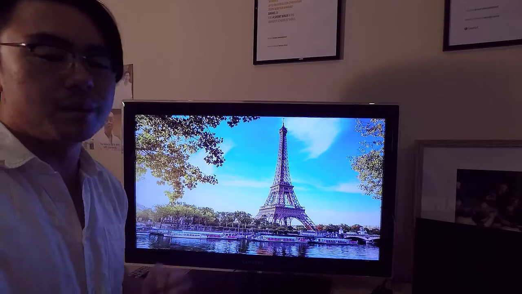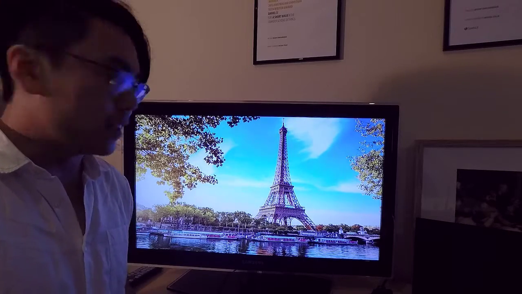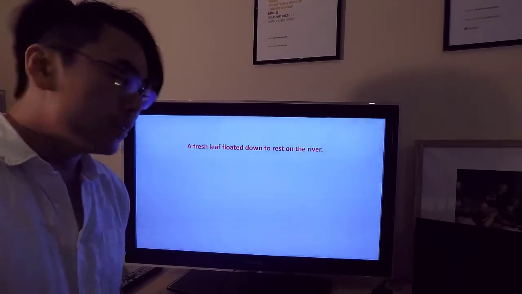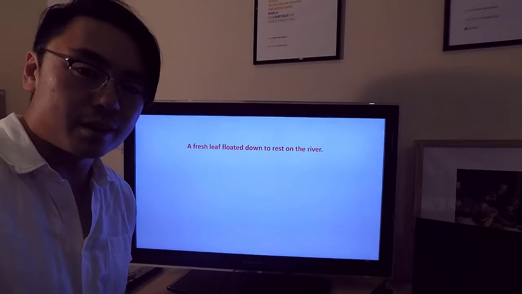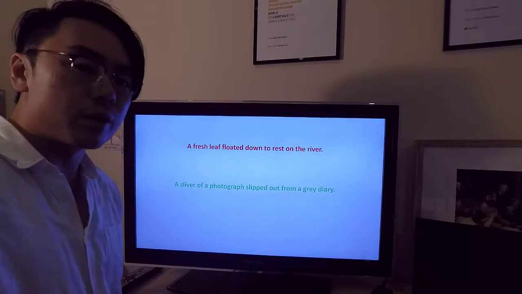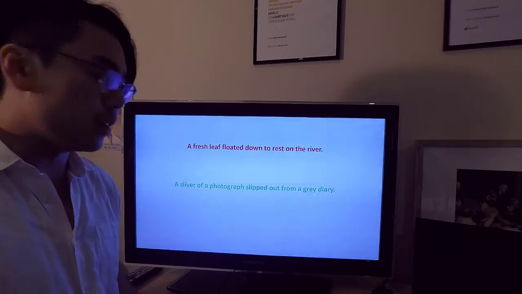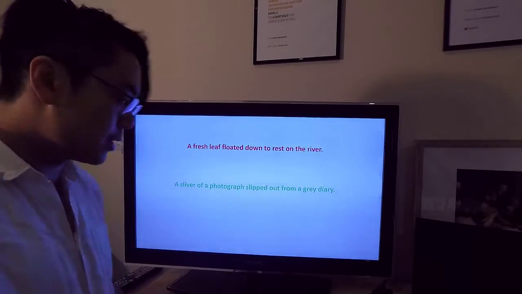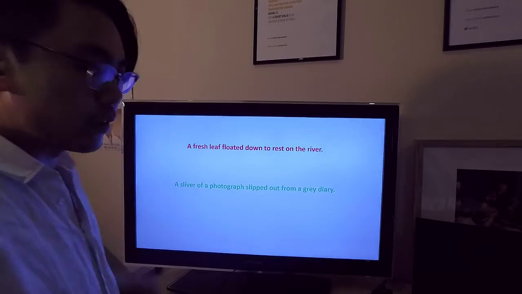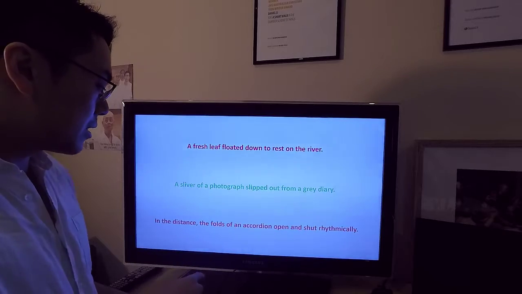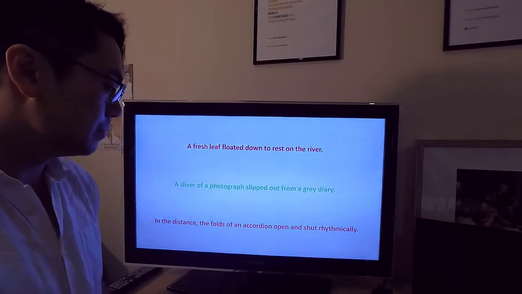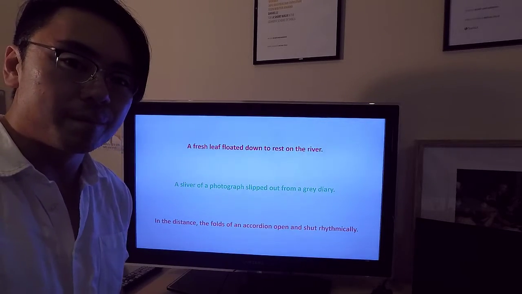So microscope definition is a way of describing the setting by talking about small objects, and it really brings the reader in to that setting. A fresh leaf floated down to rest on the river. A sliver of a photograph slipped out from a gray diary. Sliver of a photograph, fresh leaf, in the distance, the folds of an accordion, open and shut rhythmically.